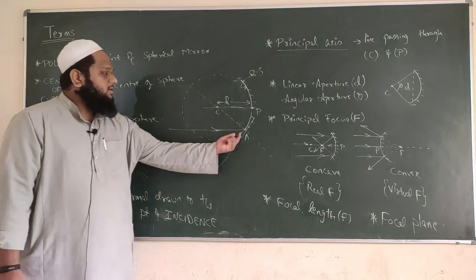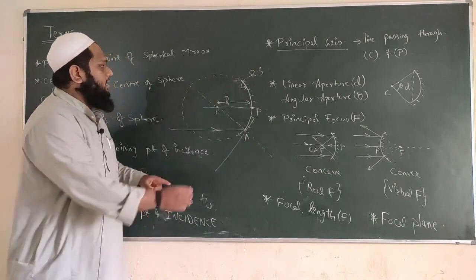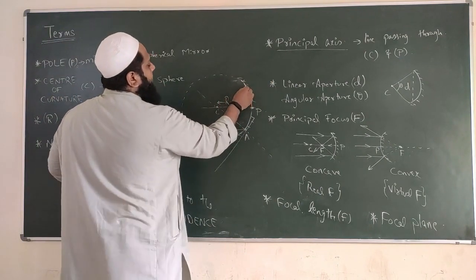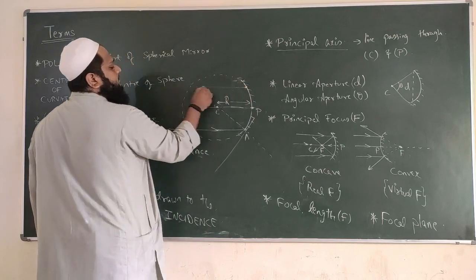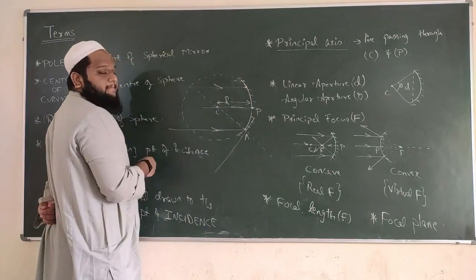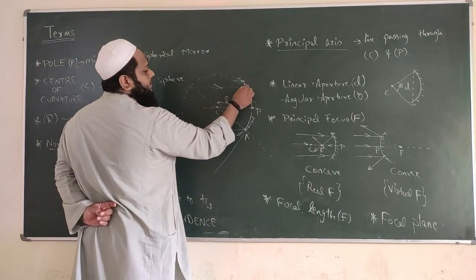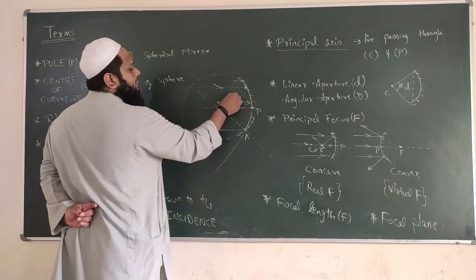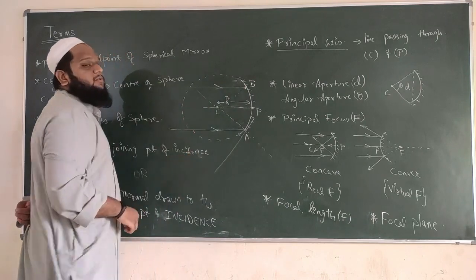For example, this is not the point of incidence. Say here another ray has been incident. I'll just remove this. Now say this is the point of incidence. This is another ray, incident here. Then from here to C I will join. From here to C I will join. CB will be the new normal.